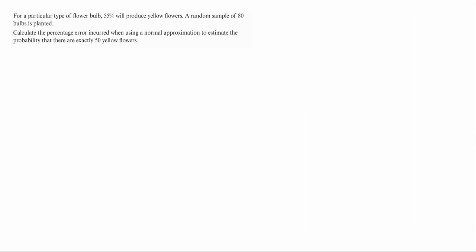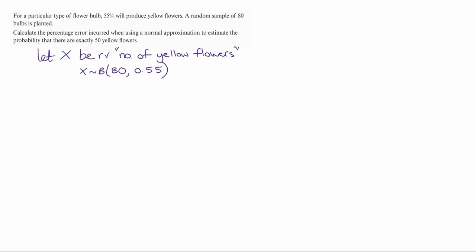Right, so they haven't defined a random variable, so I'm going to always go for x. And we're looking at the number of yellow flowers. And x is distributed binomially. We have 80 flowers, and we know the probability of it being yellow is 0.55. Okay. So this is about percentage error compared to a normal approximation and an exact, normal and a binomial for exactly 50 flowers.